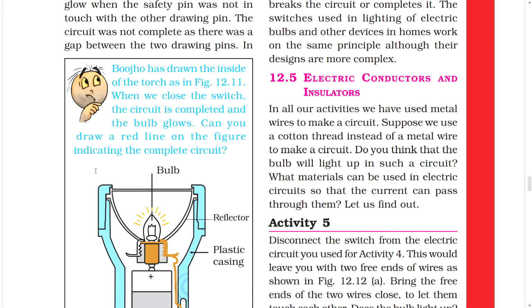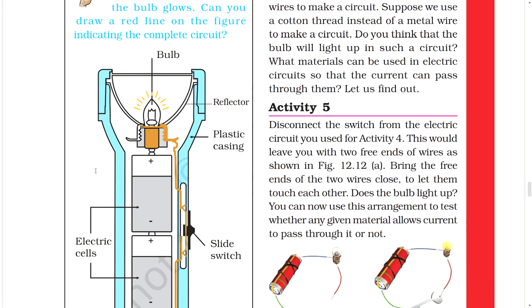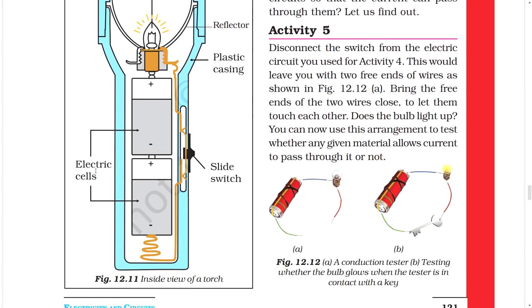Bojo has drawn the inside of the torch as shown in his figure. When we close the switch, the circuit is completed and the bulb glows. Can you draw a red line on the figure indicating the complete circuit? Bulb, reflector, plastic casing, slide switch, electric cell. Figure: inside view of a torch.